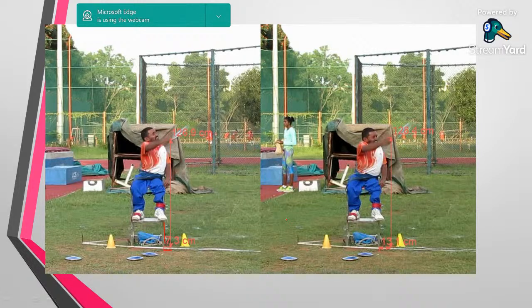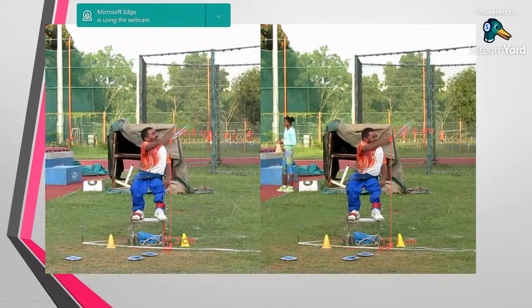Suppose my camera frame rate is 25 frames per second, and I am smashing a shuttle in badminton. I want to find the speed of my arm. There is a formula: distance upon time. I will just clarify.